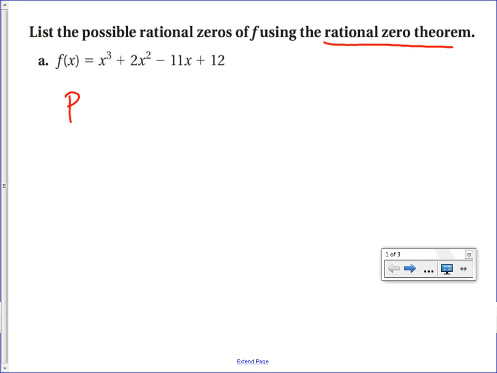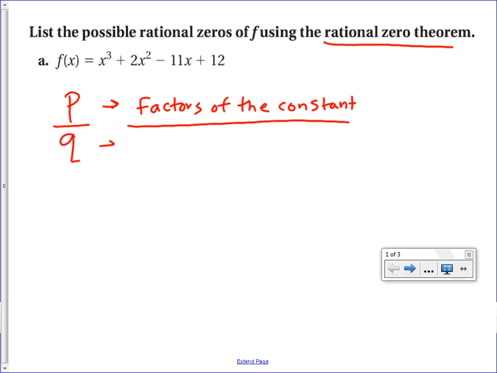So the formula is P over Q. That's it, but you have to know what P and Q are talking about. So P, for any polynomial here, stands for factors of the constant term, factors of the constant, over Q, which in any polynomial stands for factors of the leading coefficient. And we know that the leading coefficient is the number that comes in front of the first term, right?